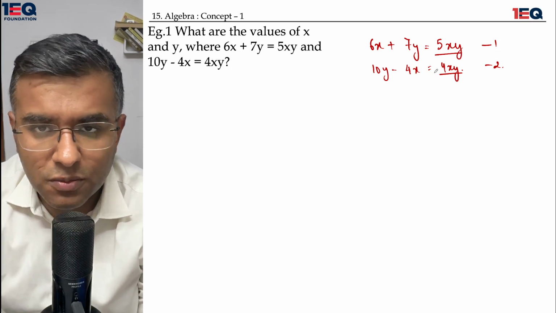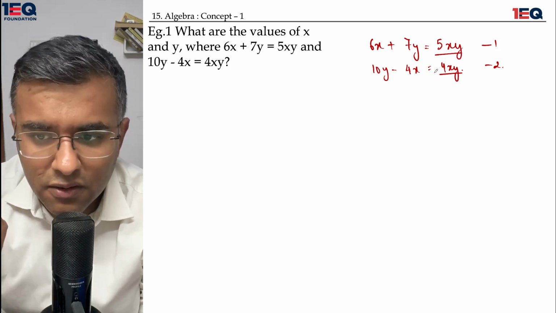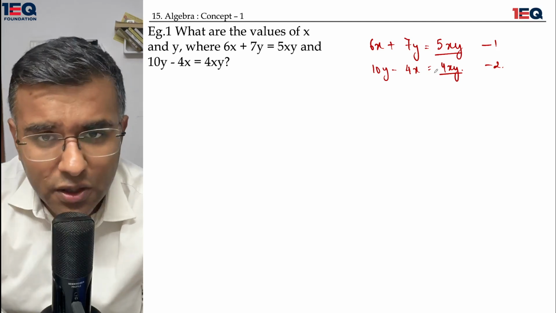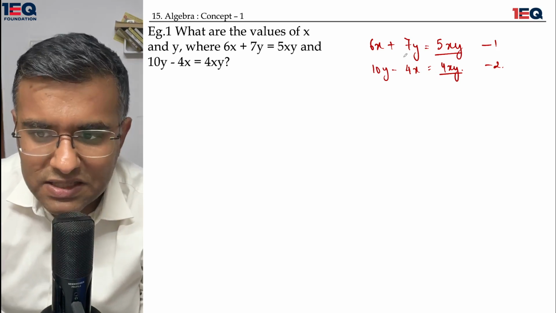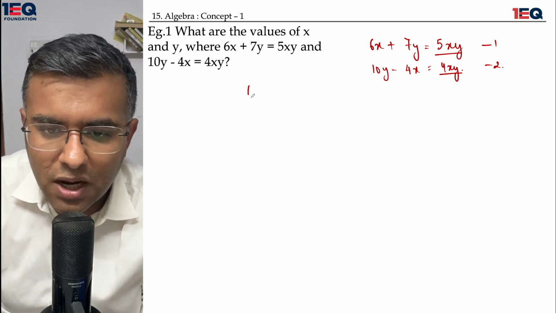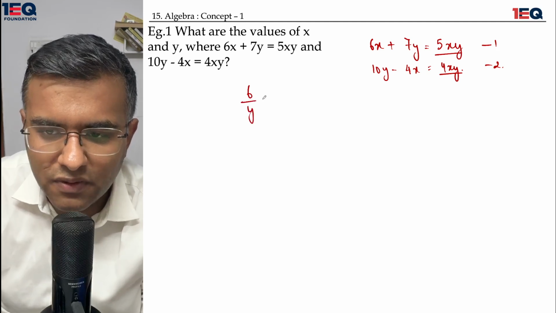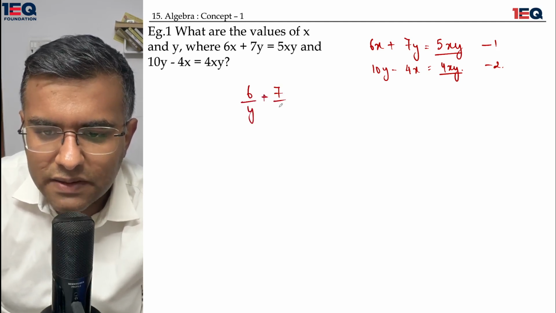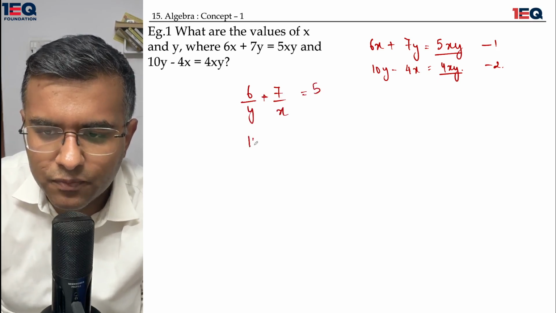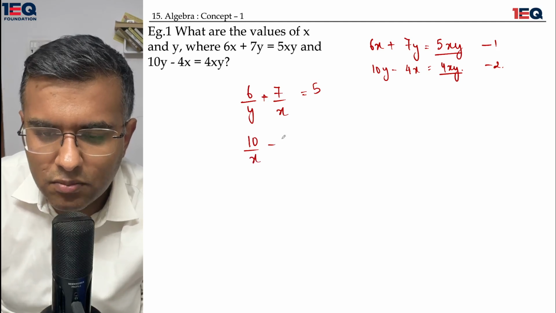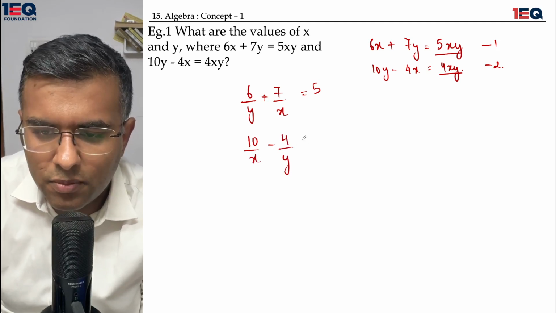I'll try to remove the values of xy from the equation. How would I do that? I would divide by x and y on both the sides for both the equations. So I would end up getting 6 upon y plus 7 upon x being equal to 5, and 10 upon x minus 4 upon y being equal to 4.